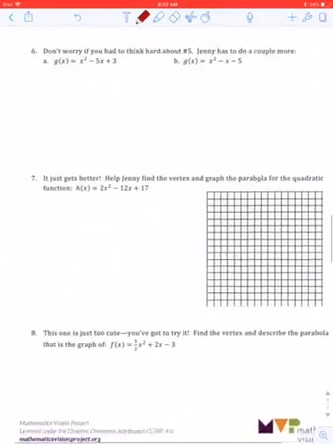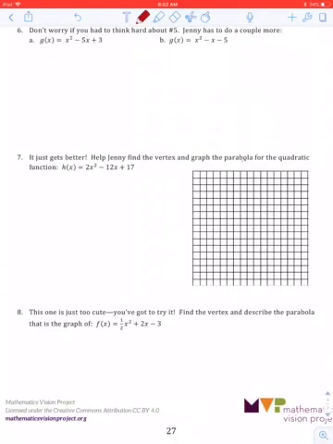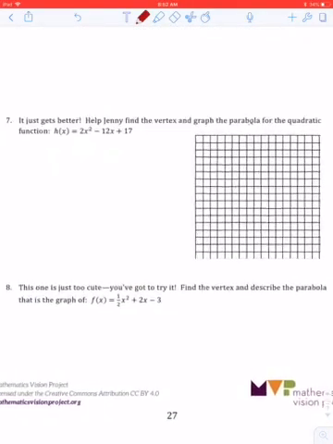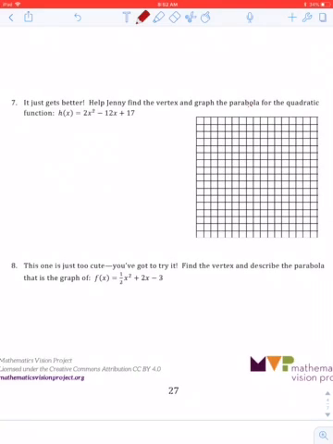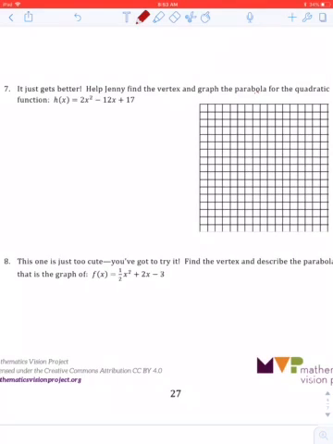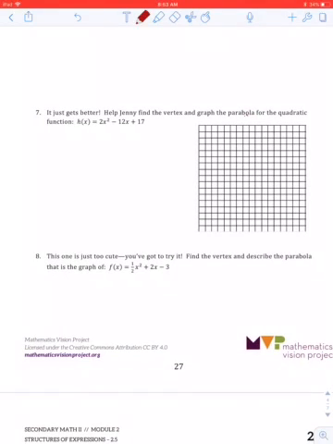Okay, so let's go down and do one of the tougher ones on the assignment. Let's do 7. It just gets better. Help Jenny find the vertex and graph the parabola for the quadratic function of 2x squared minus 12x plus 17. Okay. A challenge. So you definitely can't enter this into Desmos. That will not be allowed on the test.